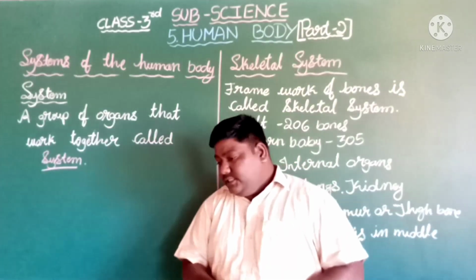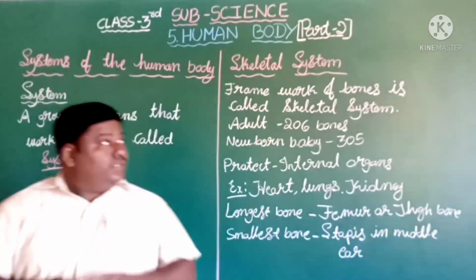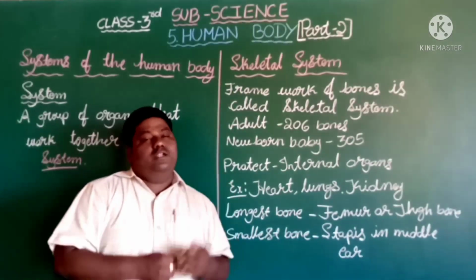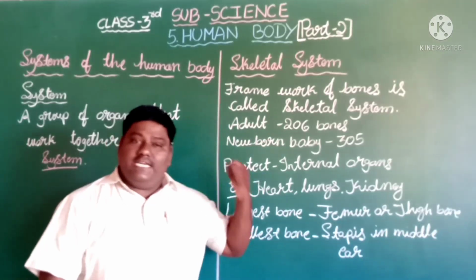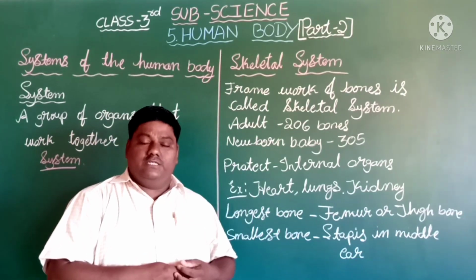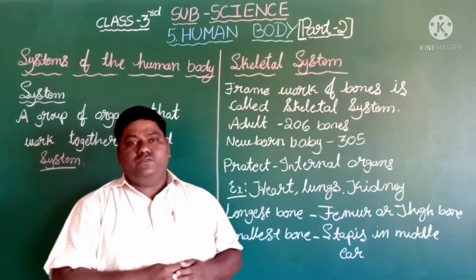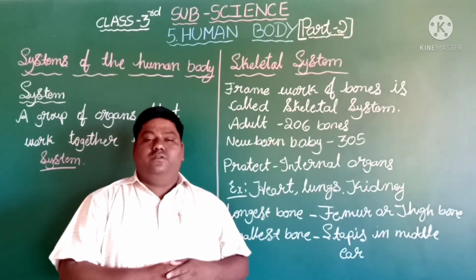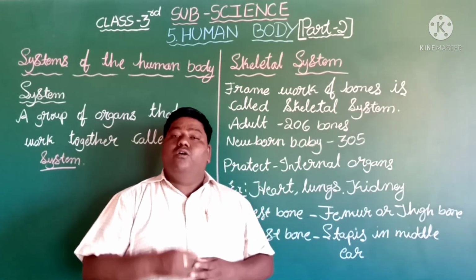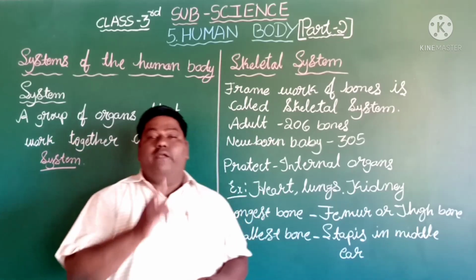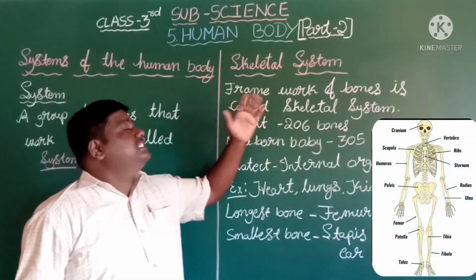Okay, dear children, now we are going to learn different systems in our body. There are many systems in our body. For example, skeletal system, muscular system, respiratory system, digestive system, reproductive system, circulatory system. Many are there. Now we are going to learn one by one. See here, the first one is the skeletal system.